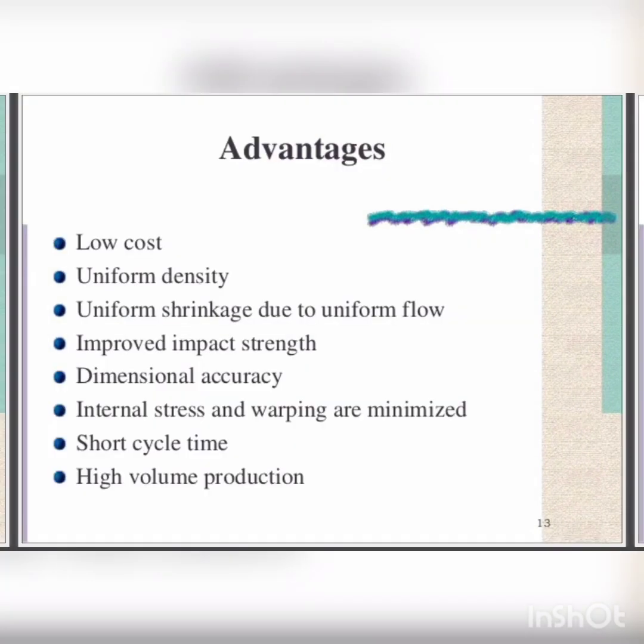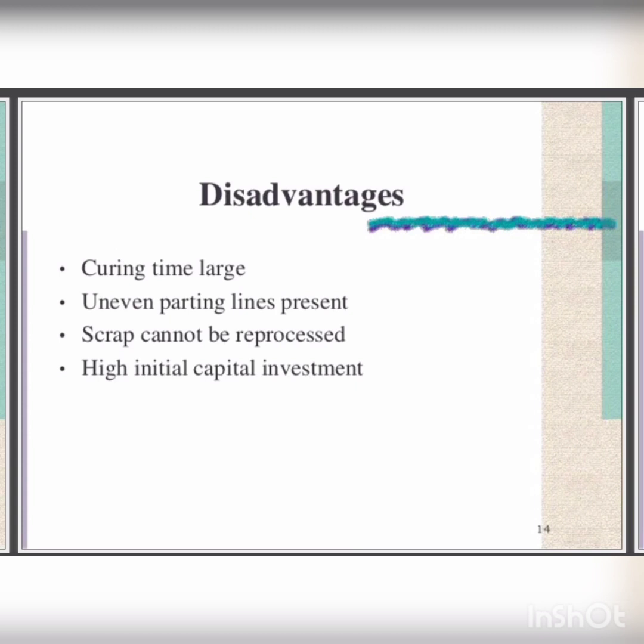So, advantages of compression molding: low cost, uniform density, uniform shrinkage due to uniform flow, improved impact strength, dimensional accuracy, minimized internal stress and warping, short cycle time, high volume production. And there are also disadvantages: curing time is large, uneven parting line present, scrap cannot be reprocessed, high initial capital investment. So these are the disadvantages.